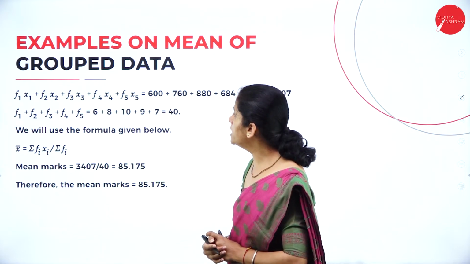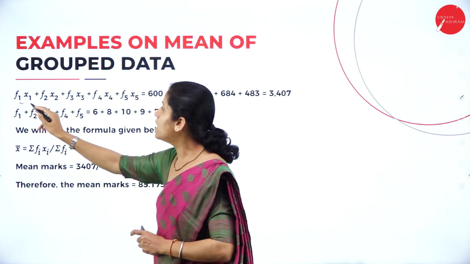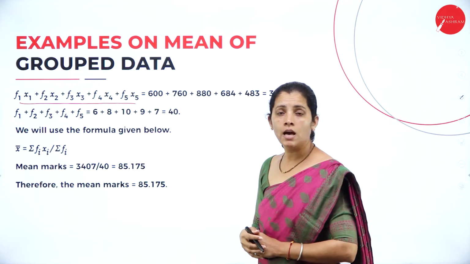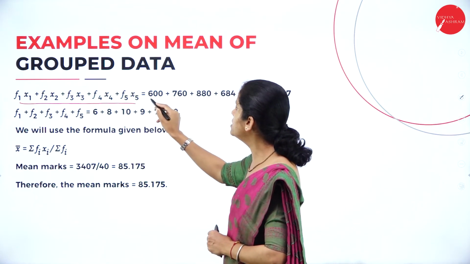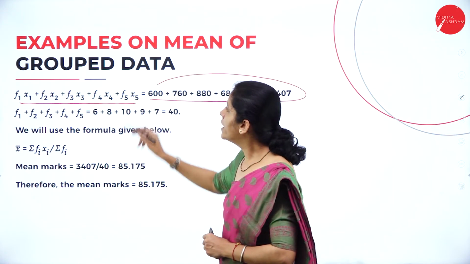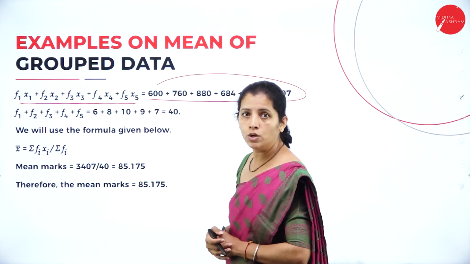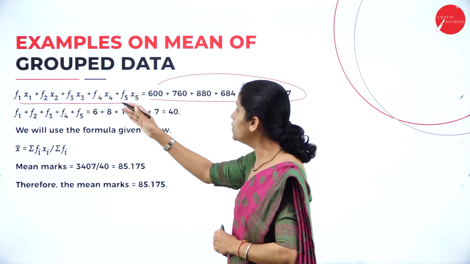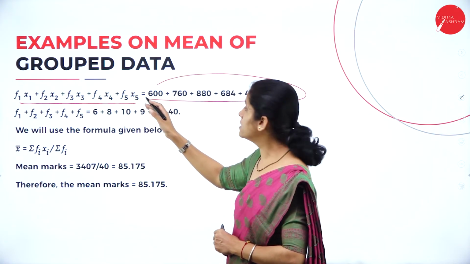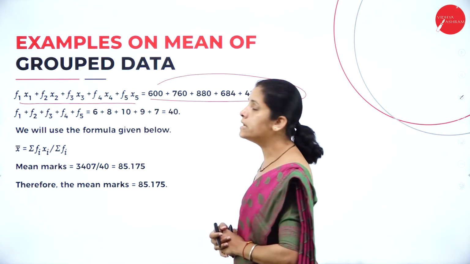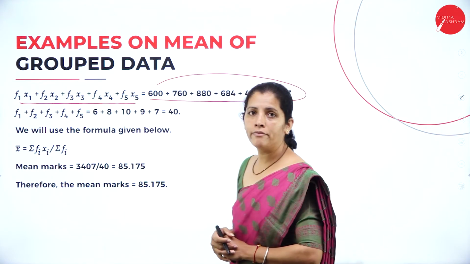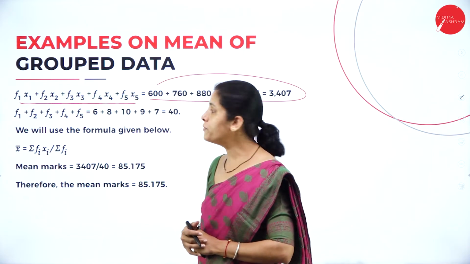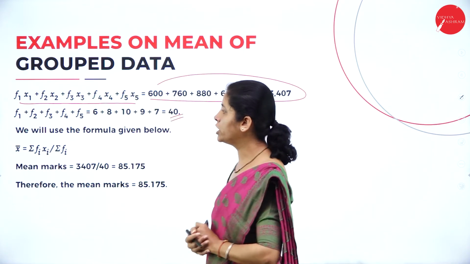Now, dear student, I want to find the summation. When I find the summation of f1 x1 up to fi xi, that is 3407. And the summation of frequency is 40.